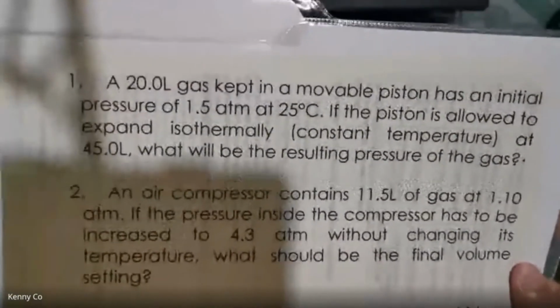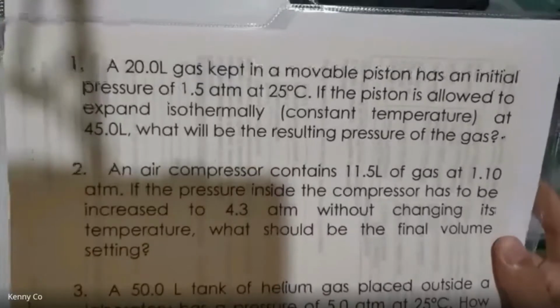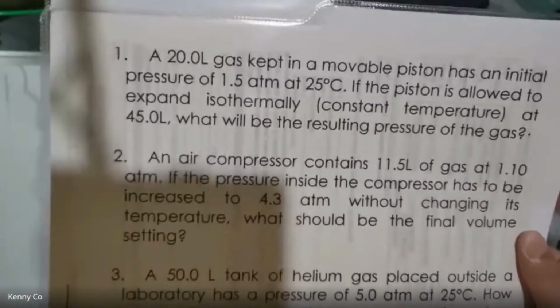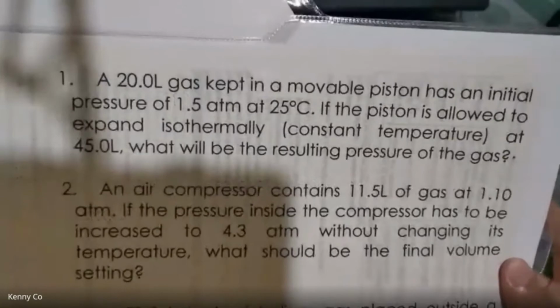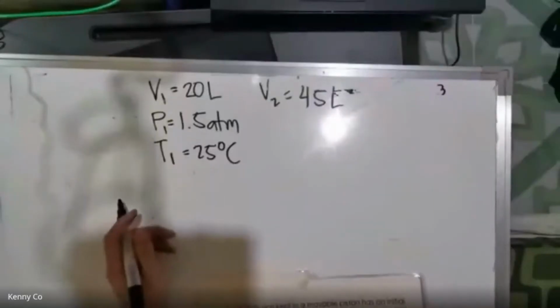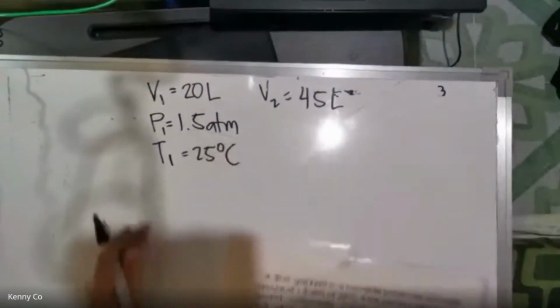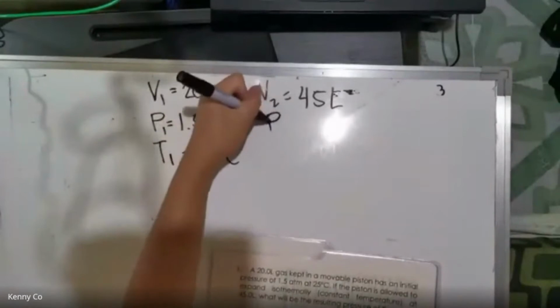Next, ano pa yung mga given dyan? Pressure. Okay, pressure is 1.5 atm. Next, yung Celsius. Anong unit yan? Unit ng temperature. So, the temperature is 25 degrees Celsius. Next naman, based on the question, ito yung mga given. At ang hinahanap natin ay yung final pressure.